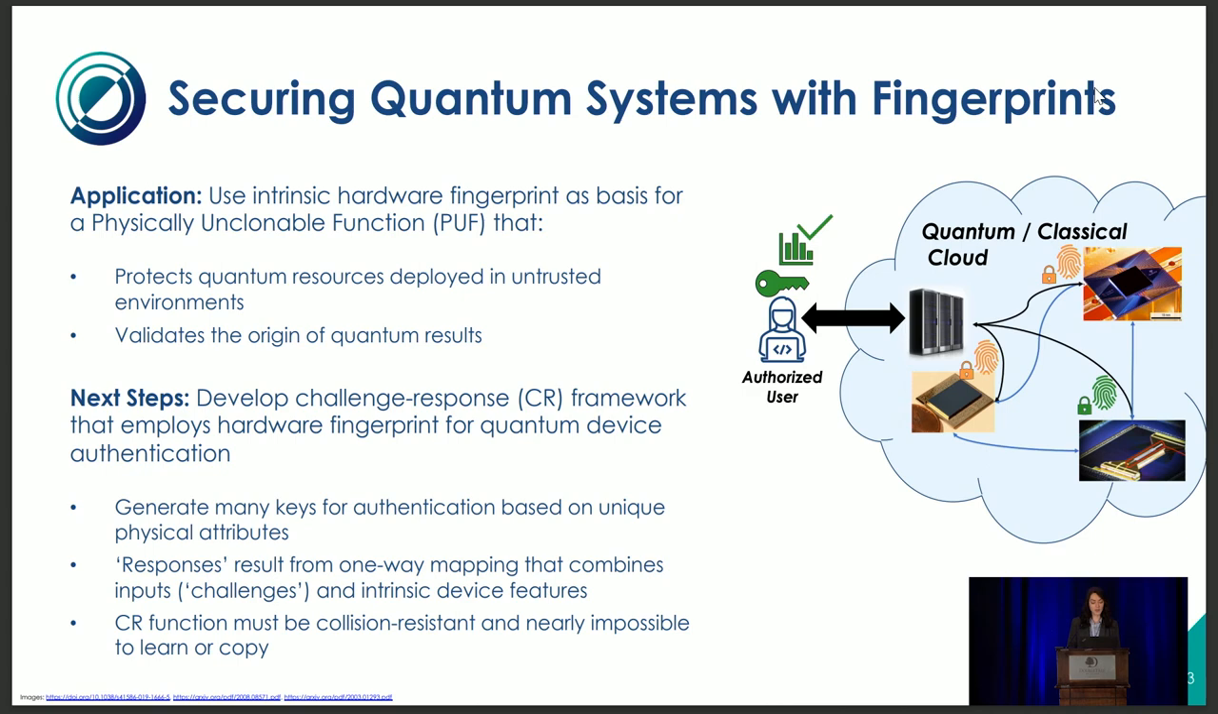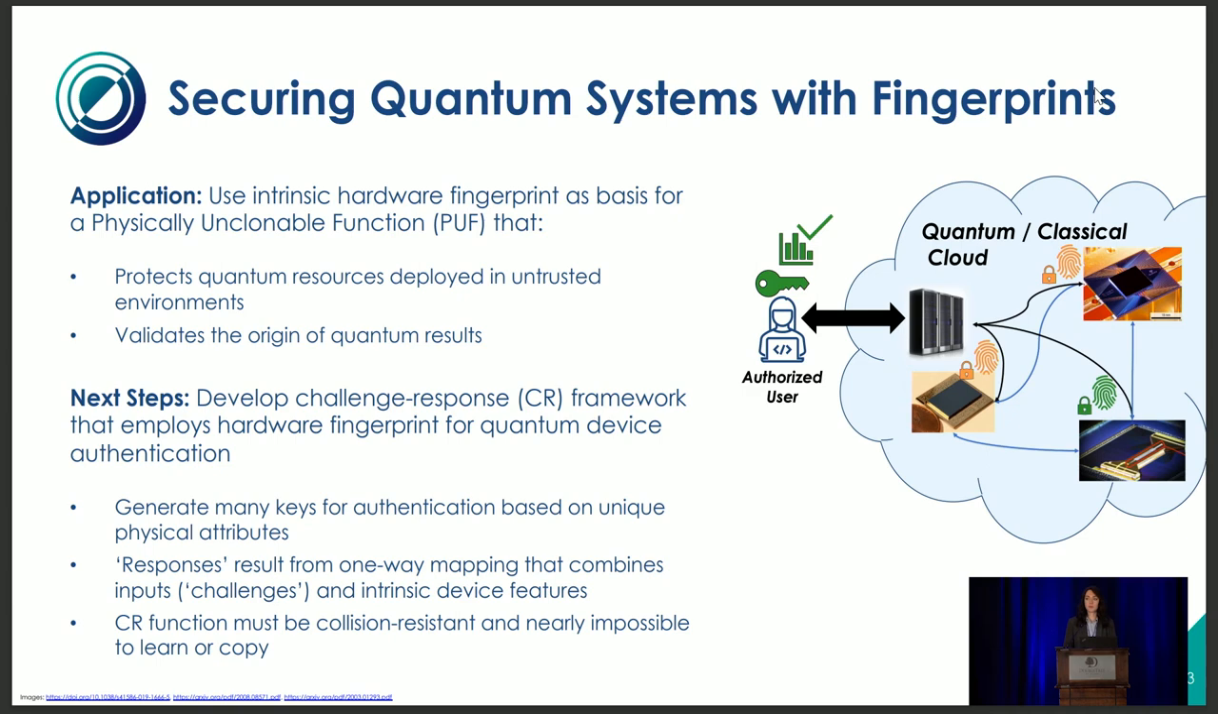So here, the frequency-based fingerprint, there's also other different features that we've explored and identified as viable fingerprints for transmon-based devices. And we use these in a way to generate many keys for authentication based on unique physical attributes. And these responses will result from a one-way mapping that combines those challenges and that intrinsic property, such as frequency, that we've identified as a reliable identifier. So of course, this challenge response function must be collision resistant and nearly impossible to learn a copy. And further, we would like to have it be a basis of certifying quantumness of our quantum device.